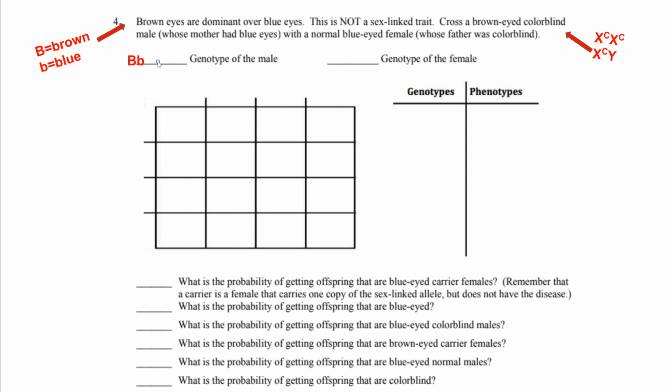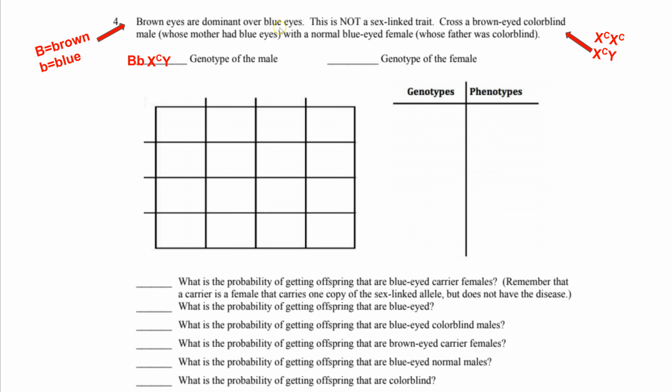And then he's colorblind, so he's XCY. Okay, and then my female is normal, so she has just an X with no C on it, right?